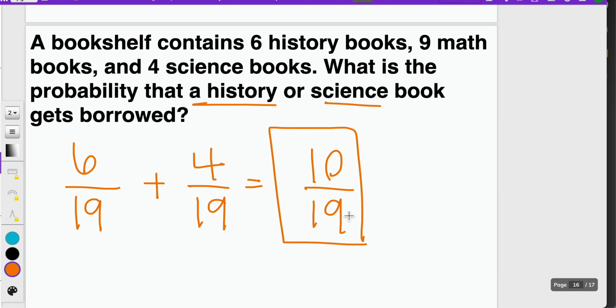So hopefully this video helped you. That'll be the end of our notes today about OR probability. Again, I find it a little bit easier than our AND probability we learned previously. So this is just where we're picking this or that and finding the probabilities to add them together.